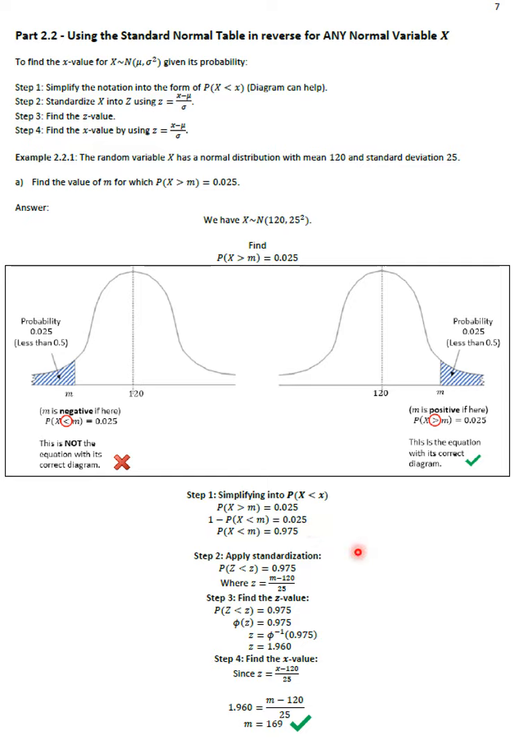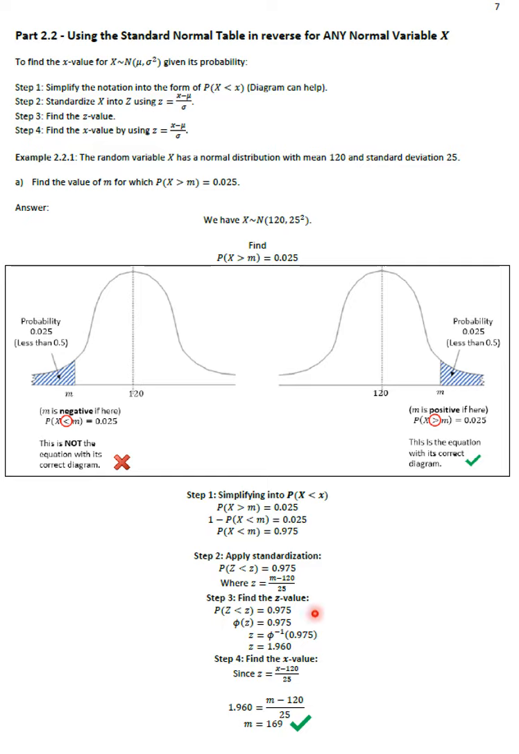So step 2, apply standardization. So your big X will become your big Z. Your m will become your small z, where small z is (m minus 120) over 25. You can also write it out as (m minus 120) over 25 here, but it can be a bit tedious to rewrite, so I'm just going to use the symbol z here.